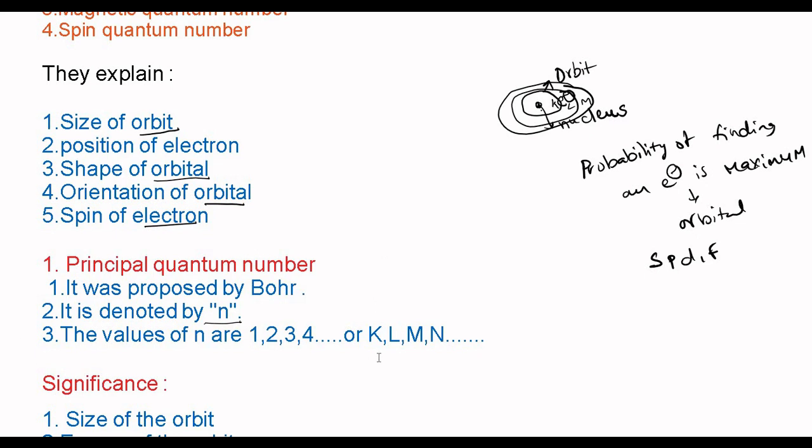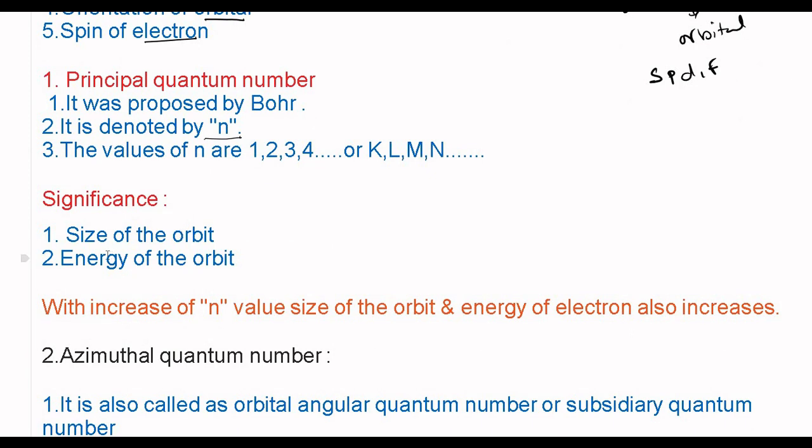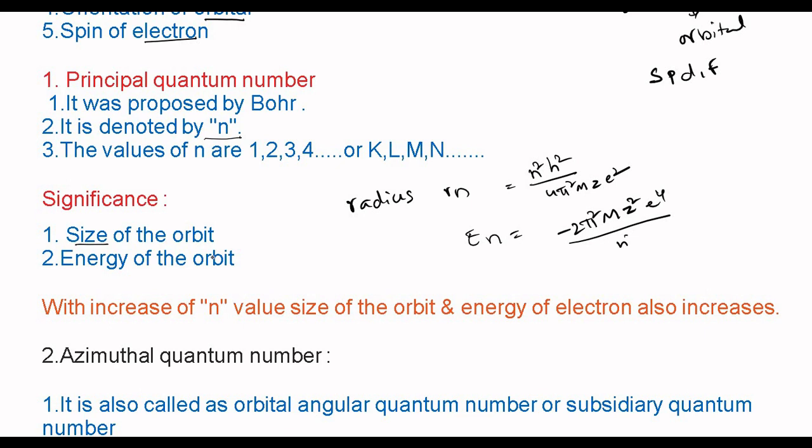The significance of this principal quantum number is that it tells us about the size of the orbit and energy of the orbit. What is the meaning of size of orbit? Size of the orbit is nothing but the radius of the orbit, r_n. How do we calculate the radius of the orbit? Radius of the orbit equals n squared h squared by 4 pi squared m Z e squared. At the same time, with the help of this principal quantum number, we can calculate the energy of the orbit. Energy of the orbit E_n equals, what is the formula? Minus 2 pi squared m Z squared e to the power 4 by n squared h squared.